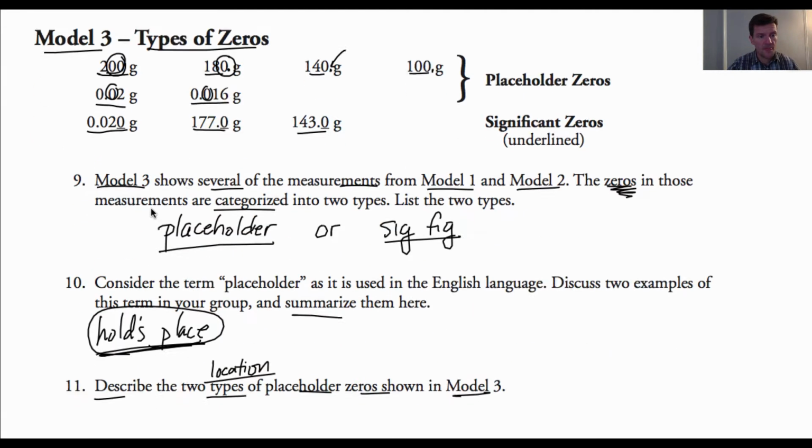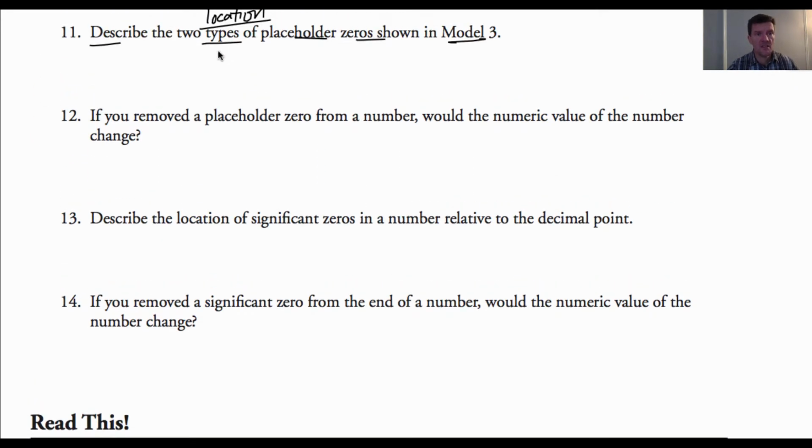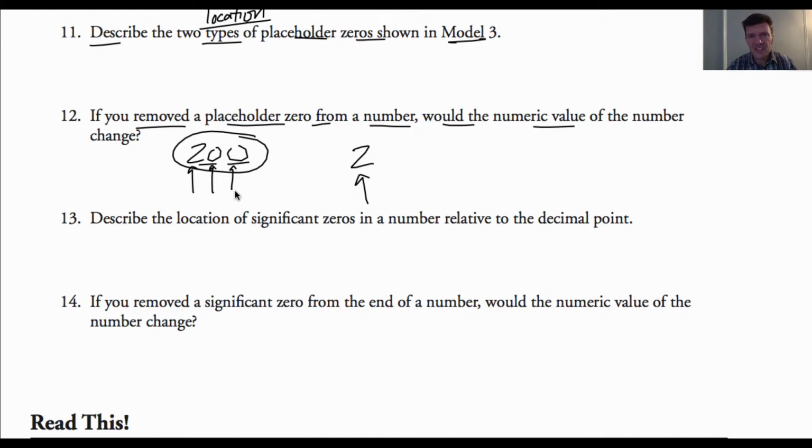Number 12 says, if you removed a placeholder 0 from a number, would the numeric value of the number change? Yeah, it would, dramatically. So if you have the number 200, these zeros, while they're not significant to the measurement, they're not part of the precision of the instrument, they are important because if you remove them, you would just have the number 2, which has a completely different value than 200. You need these zeros here to push the 2 into the hundreds place to give that 3-digit number its correct value.